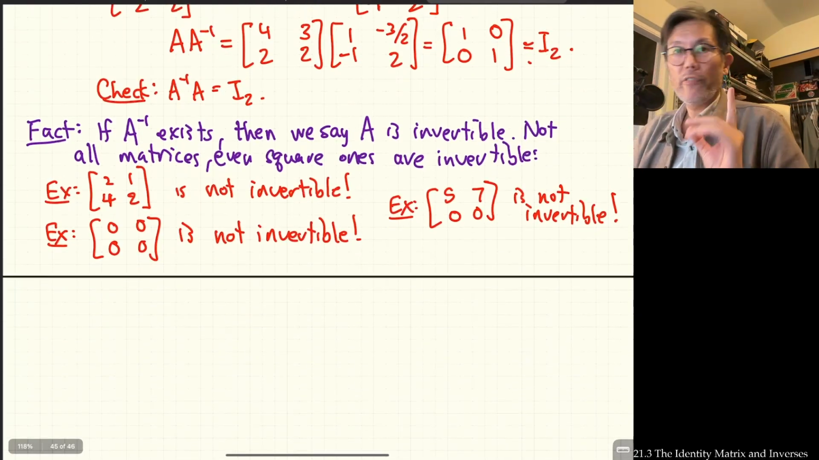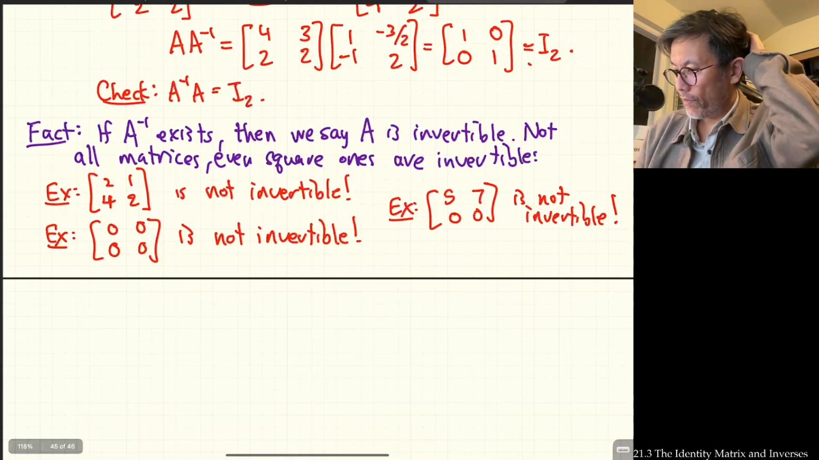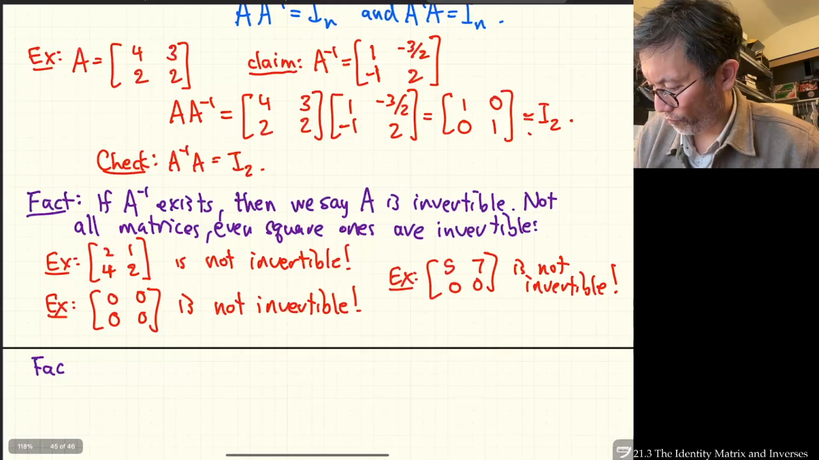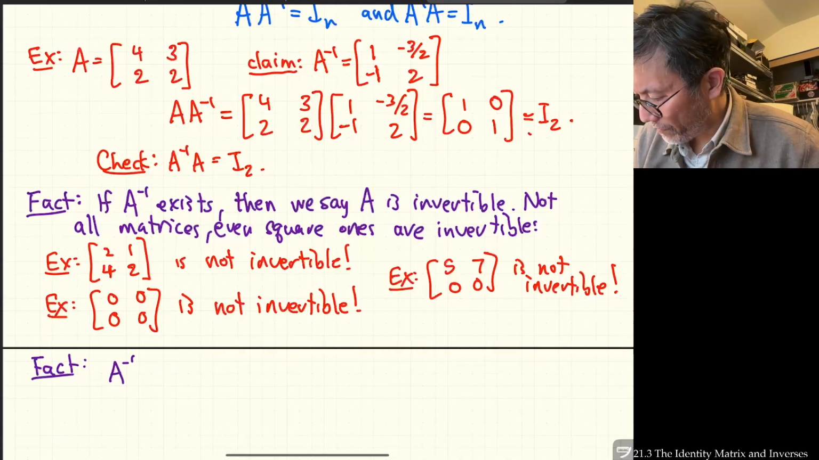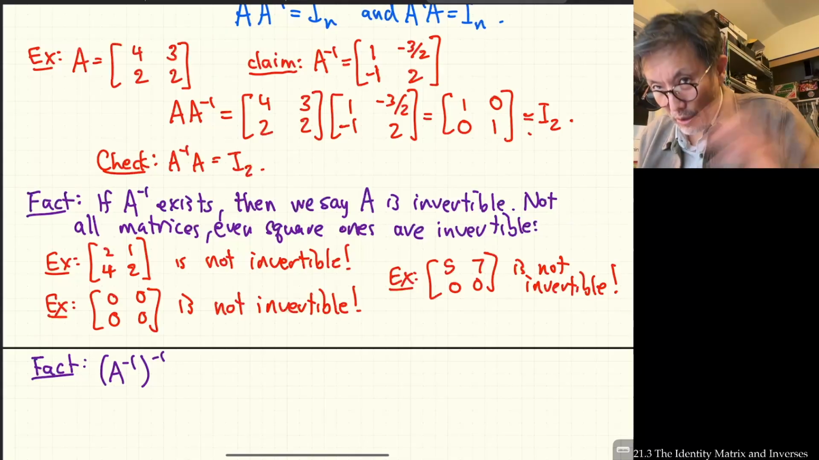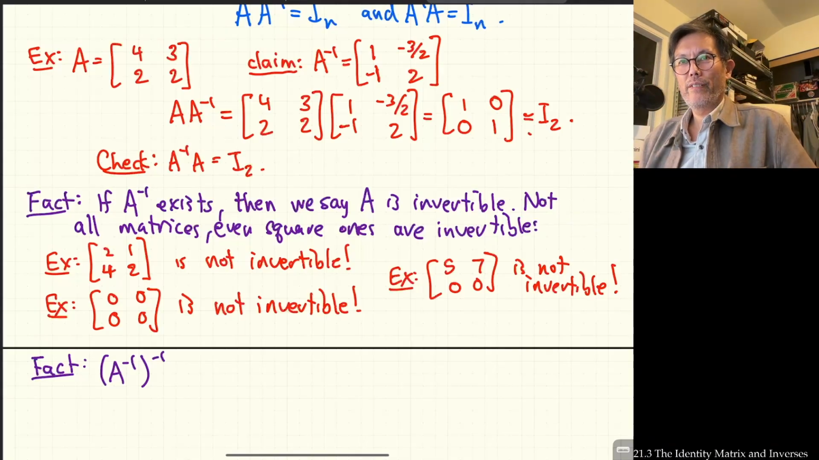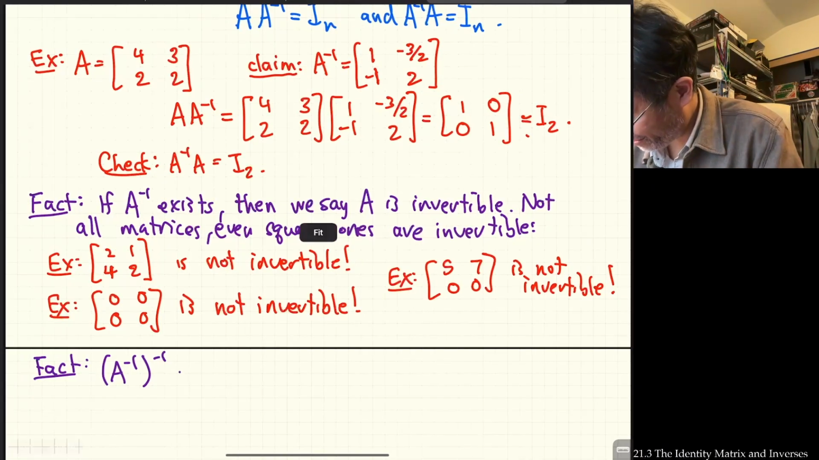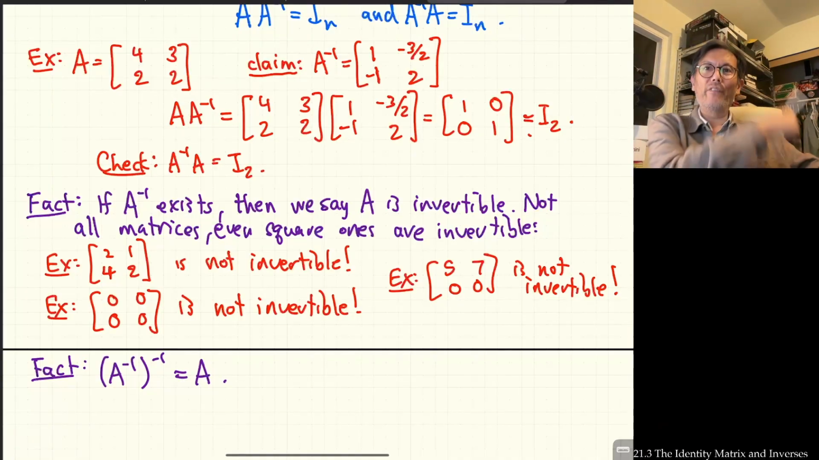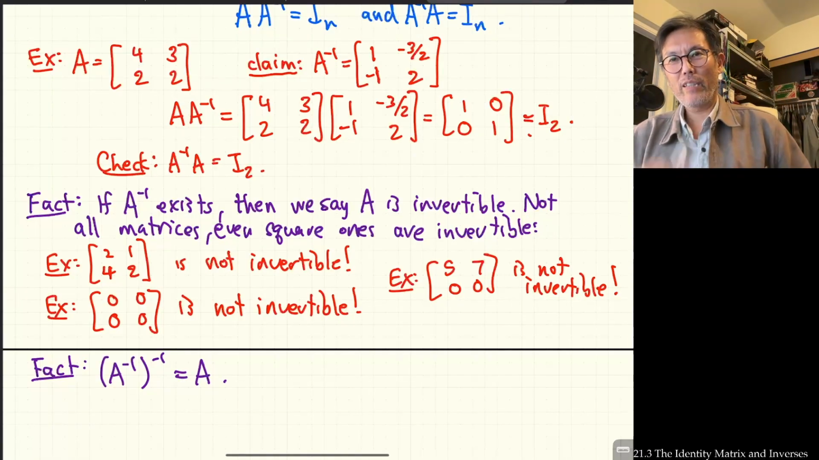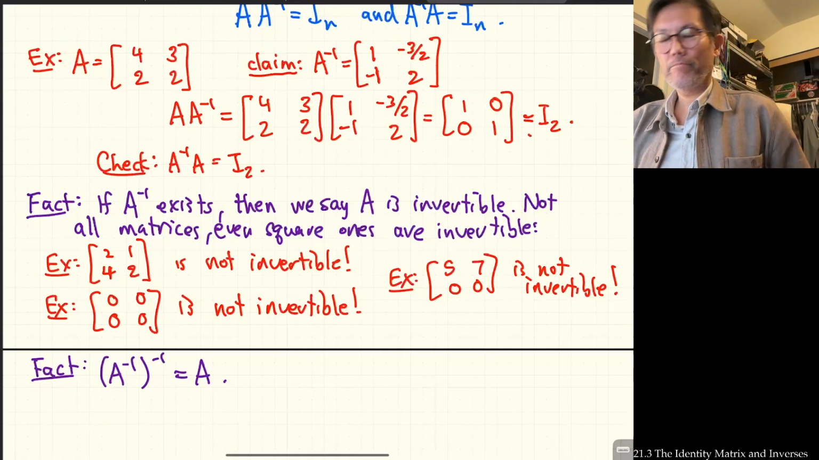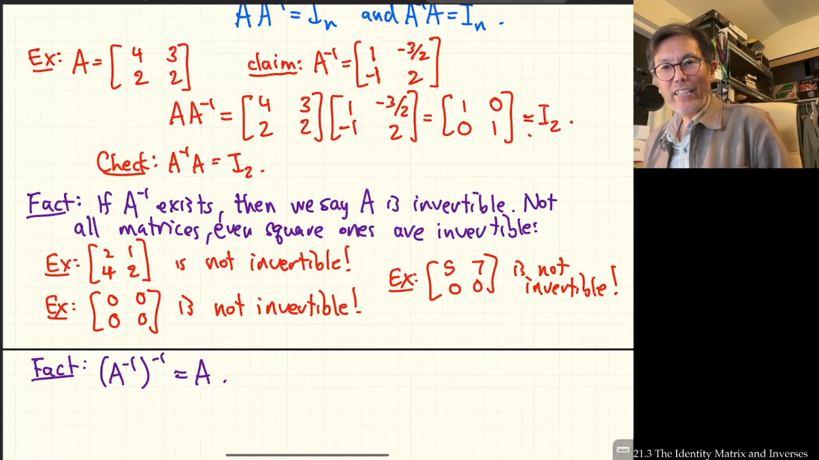I'll end with just one more fact. If you take A inverse, and you invert that, you know what you get? You get A. In other words, A is the inverse of A inverse. Think about that. A is the inverse of A inverse. Okay? All right. That's enough for this.